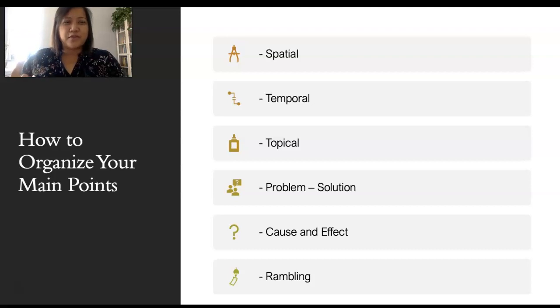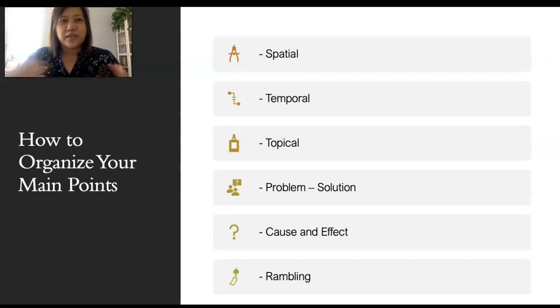If we go back to that mountain biking, I hope you're not bored with me talking about mountain biking. We're talking about why it's a new sport, why it's a fascinating or interesting sport, and why it's a diverse sport, for instance. Those are the topics. And then we can also go with problem and solution.